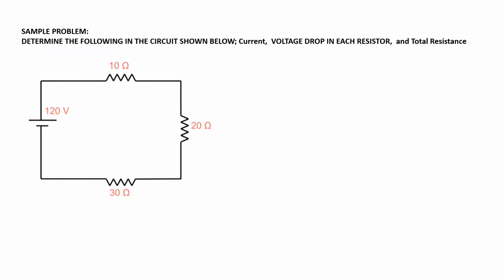Let us have a sample problem. Determine the following in the circuit shown below: the current, voltage drop in each resistor, and the total resistance. So gagamitin po natin yung napag-aralan natin sa Ohm's Law para ma-resolve yung mga tinatanong dito sa atin. Una po, i-solve natin yung tinatawag natin na total resistance. Yung total resistance daw po sa series connection is equal to the sum of the individual resistance. Yun po yung sabi sa atin nung nakaraang slide.